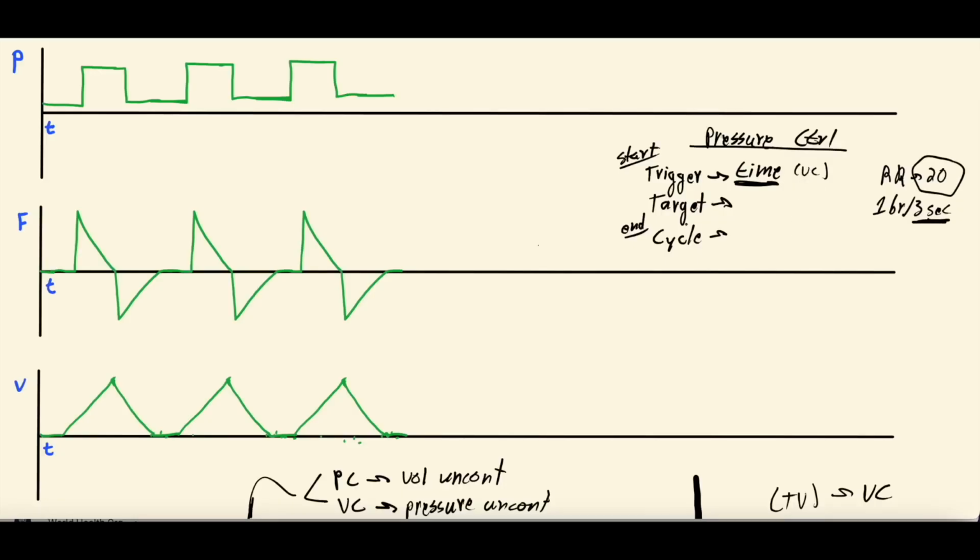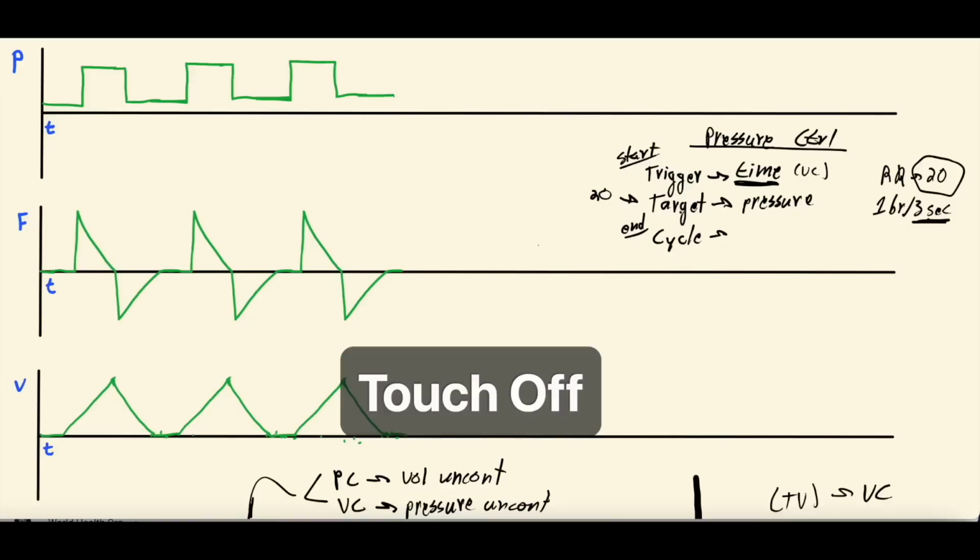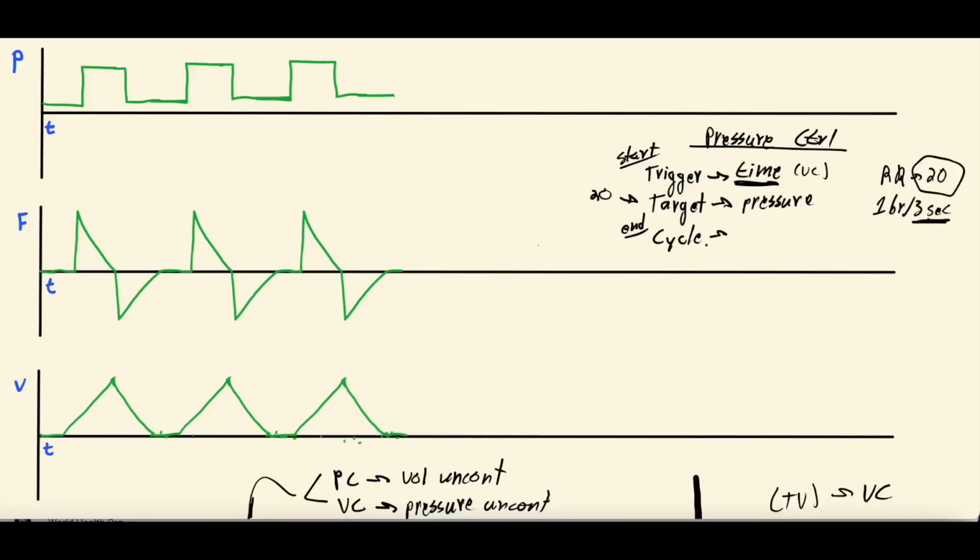And in pressure control, the target is the pressure you're setting. So you're setting a pressure, again, let's say it's 20, and you're telling the ventilator that you want it to give 20 millimeters of mercury with each breath, and that's what the ventilator is going to target. All right, so then how does it cycle? How does it end the breath?